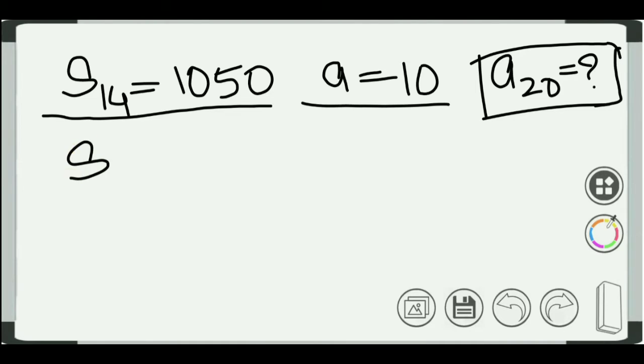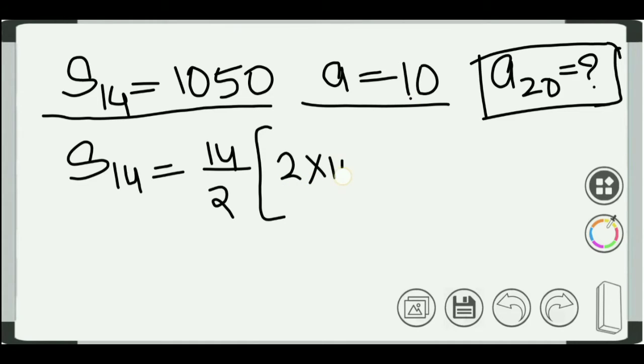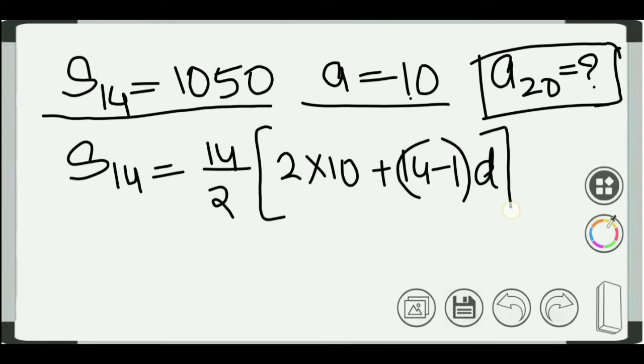So S14 means you can expand this one, n by 2 into 2a plus n minus 1 into d. Here n is 14. So n by 2 will be 14 by 2 into 2a plus n minus 1 into d. That means 2 into a is given in the question as 10. 2a plus n minus 1, that means 14 minus 1 into d. d we don't know. We need to find the value of d. Equal to what is given in the question. See, S14 is equal to 1050.